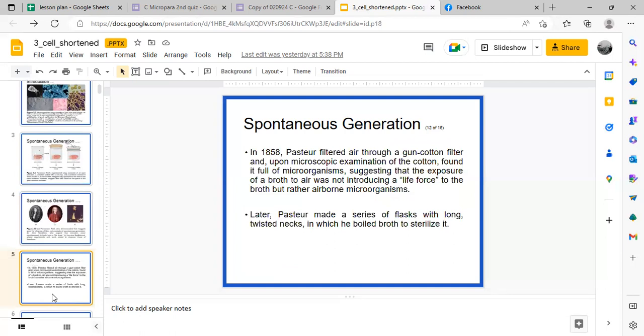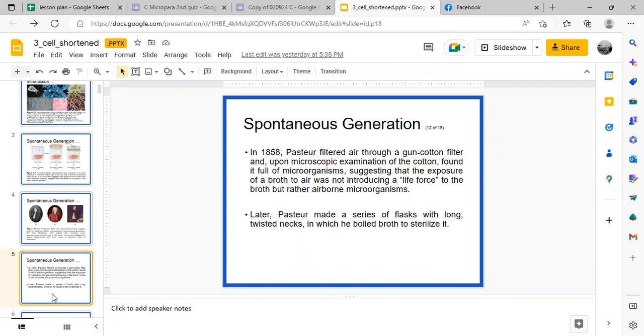So along came Louis Pasteur. What he did was he discovered may mga microorganisms na nasa air, no? So he examined the gun cotton filter. He discovered na may mga microorganisms doon. So inisip niya, hindi dahil sa life force yun, no? But instead, it comes from air. Yung microorganisms na yan, it comes from air.